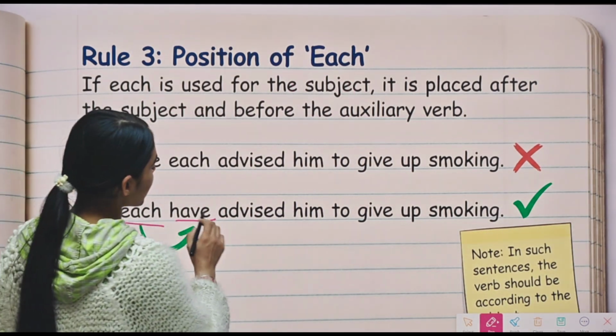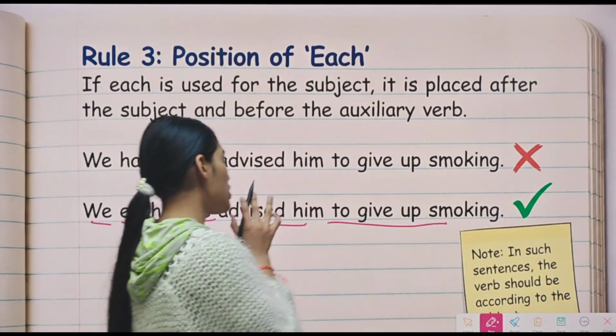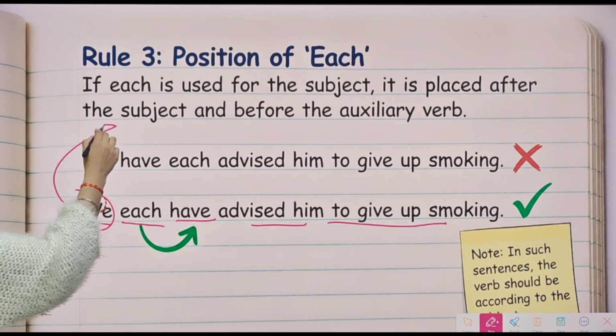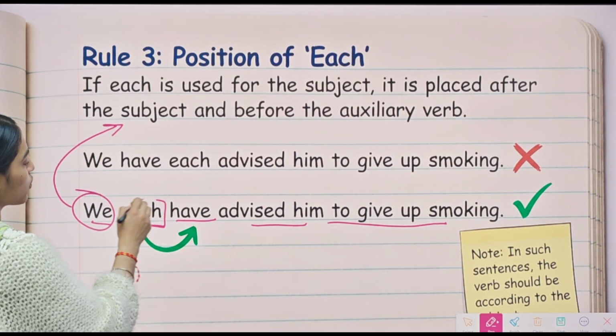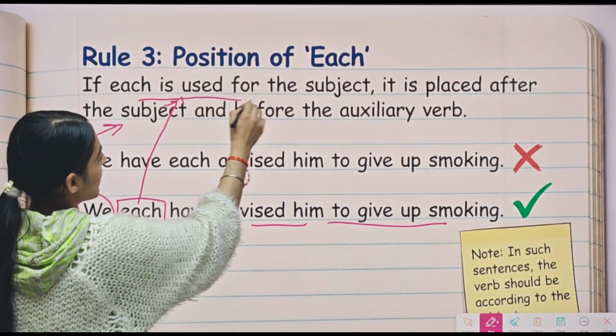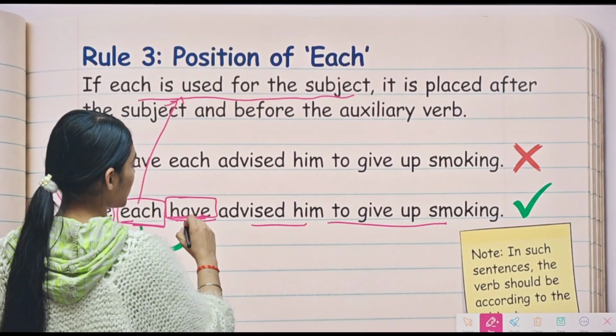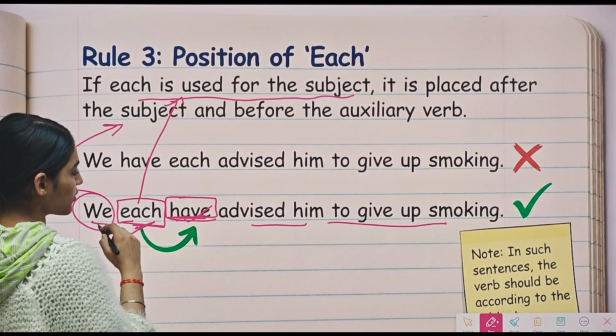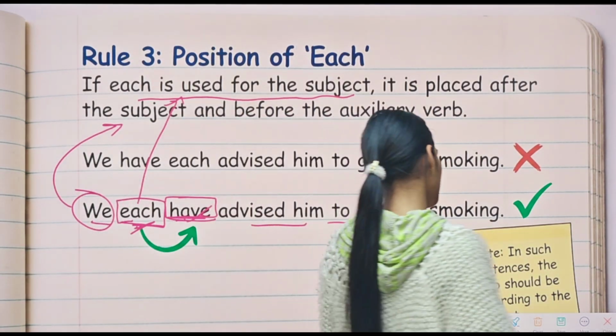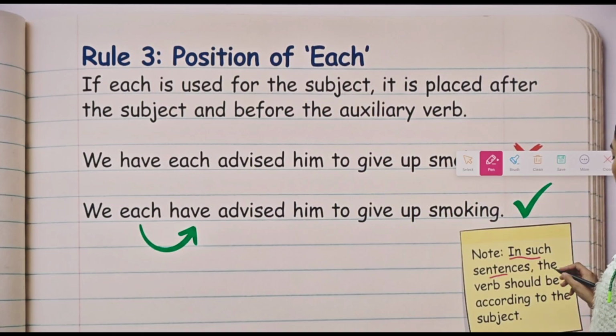We each have advised him to give up smoking. We is the subject that we can see here, and after the subject we have used the word each. Then we have the auxiliary verb, so it is used after the word each. This is the correct form. Note down, in such sentences the verb should be according to the subject only.